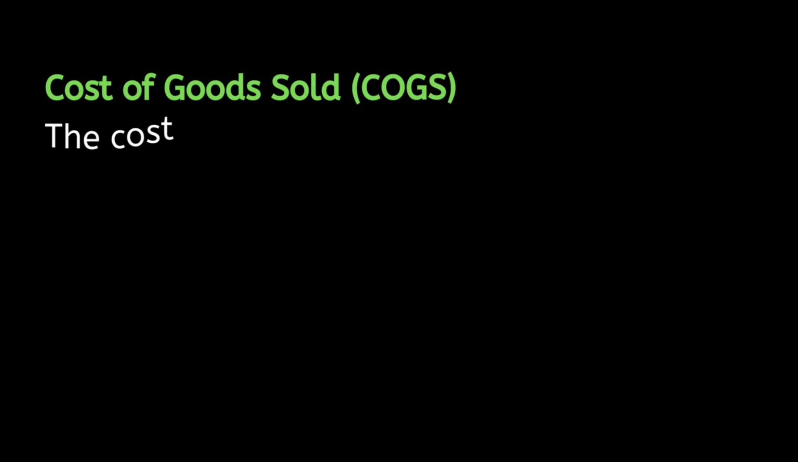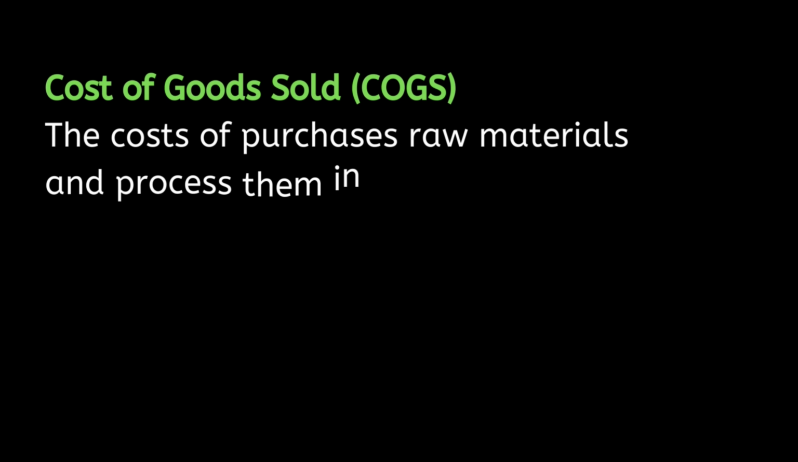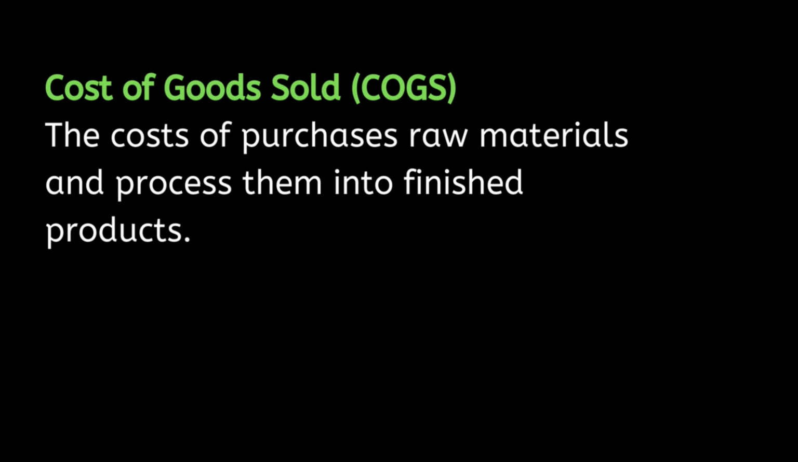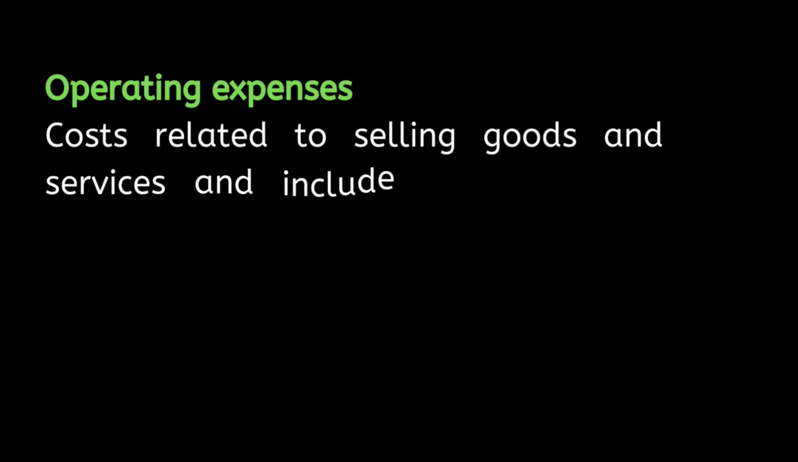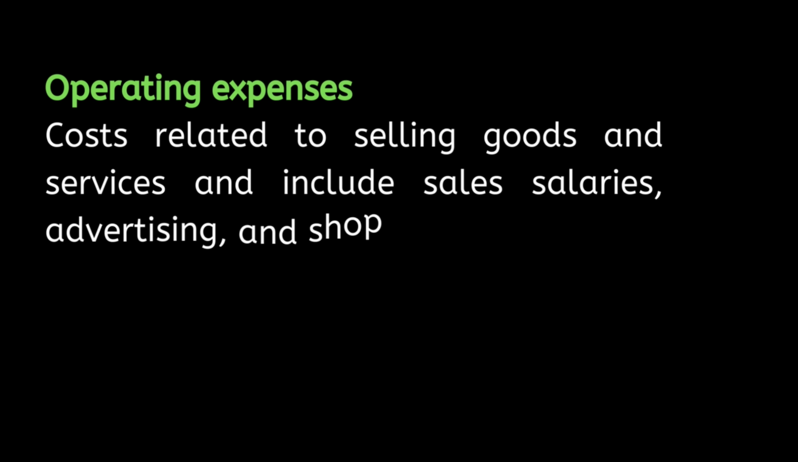Cost of goods sold is the costs of purchasing raw materials and processing them into finished products. Operating expenses is the costs related to selling goods and services and include sales salaries, advertising, and rental.